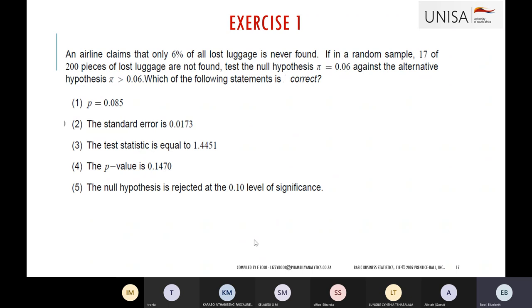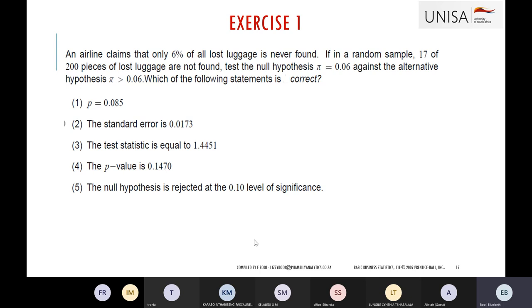An airline claims that only 6% of all luggage is never found. In a random sample, 17 out of 200 pieces of lost luggage are not found. Test this hypothesis. They gave us the null hypothesis that the population proportion is equal to 0.06 against the alternative hypothesis, which states that the population proportion is greater than 0.06. Which of the following statements is incorrect?